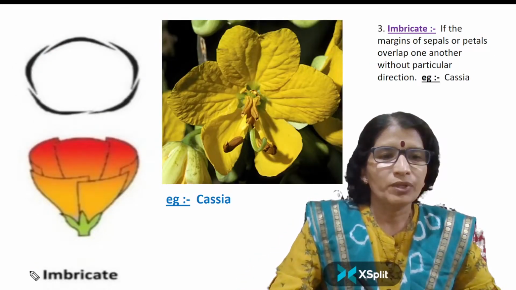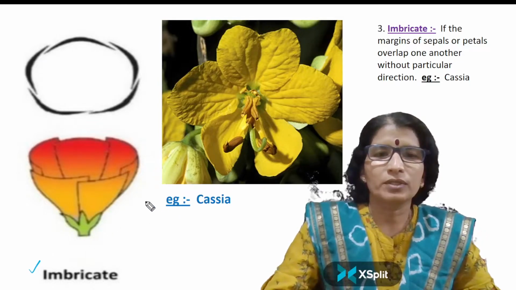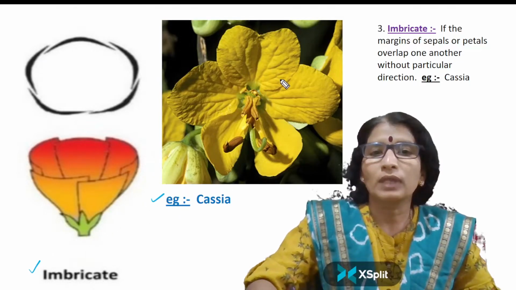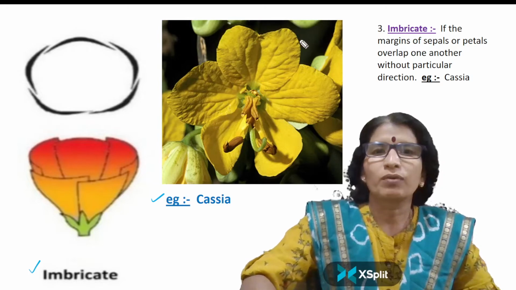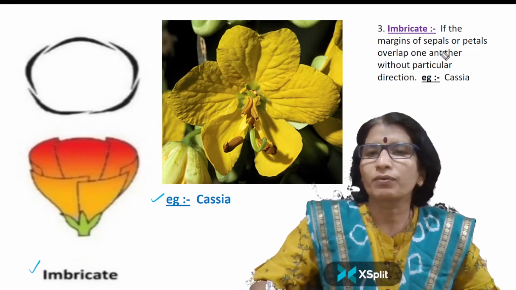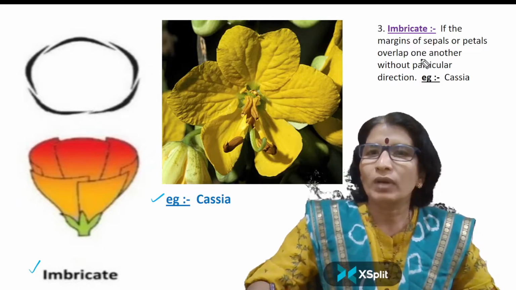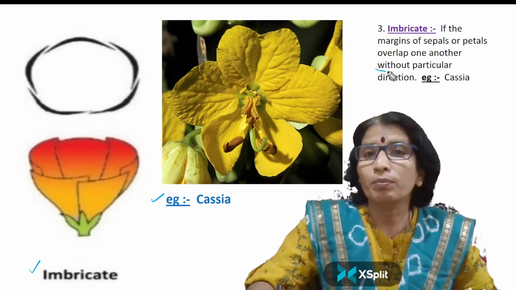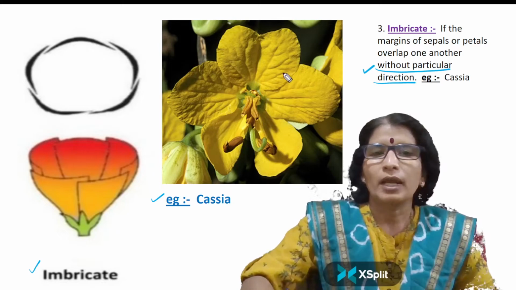The third aestivation is imbricate aestivation. The best example is cassia. In Telugu, tangedu chettu. This is the tangedu chettu flower. In imbricate aestivation also, you can see the margins of sepals or petals overlapping one another, but without a particular direction.